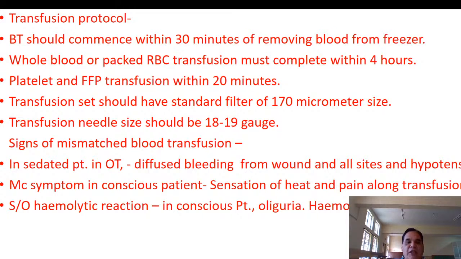Then what about mismatched blood transfusion? How do you know that the patient is having a mismatch? Many times the patients are under sedation in OT, so the patient cannot tell you about any complaint. So what are the signs? In OT, during blood transfusion, diffuse bleeding from the wound and all sides. Diffuse unexplained bleeding with hypotension is an important sign of a mismatched blood transfusion. In a conscious patient, the patient feels heat and pain along the vein through which the blood is transfused.